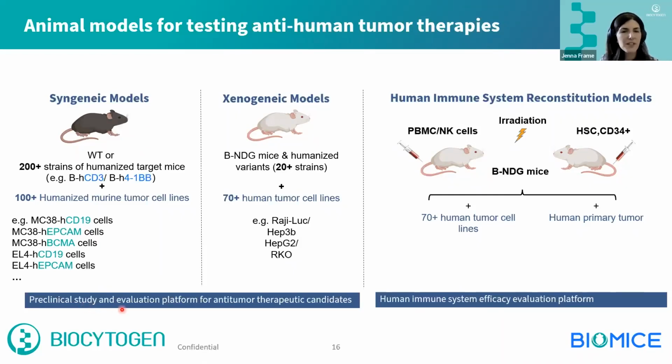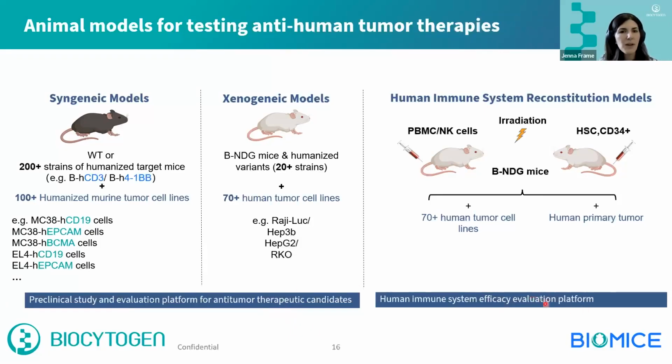And these are implanted with humanized murine tumor cell lines, of which we have more than 100 different humanized lines to support your efficacy studies, with some examples shown. And then our xenogeneic models involve engraftment of human tumor cells into our highly immunodeficient NDG model and their second generation strain, which I will introduce in more detail later.